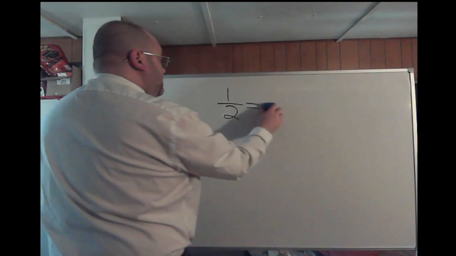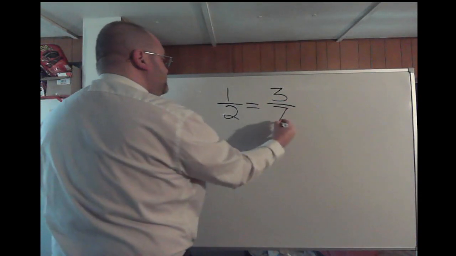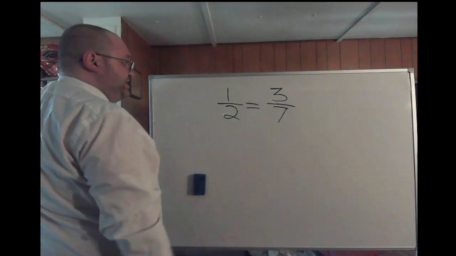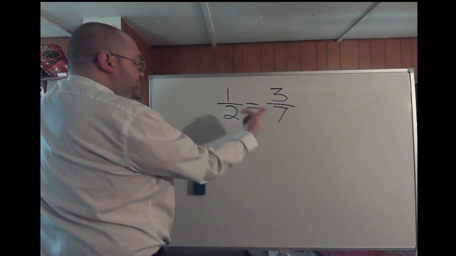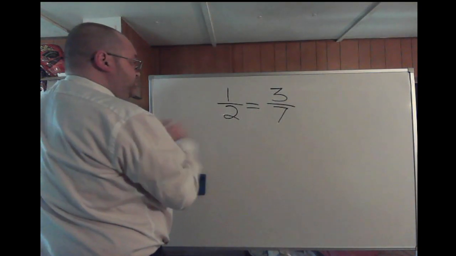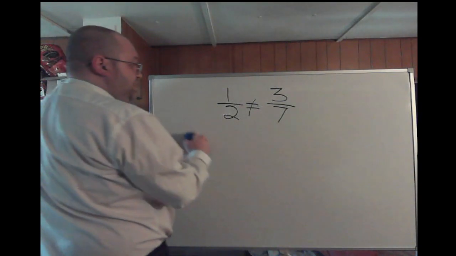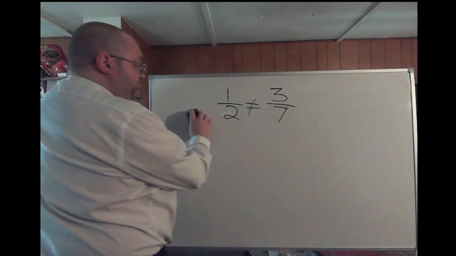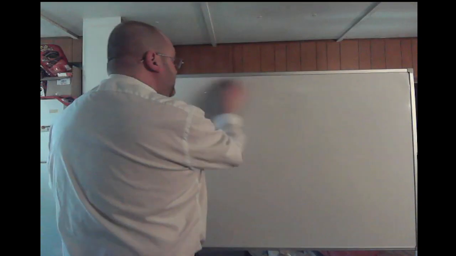Now, what if I set it equal to something like 3/7? Well, 3/7 is clearly not 1 half. 3 and 7 don't reduce any further, so it can't reduce to 1 half. Clearly this isn't true, so this is definitely not a proportion because the left side doesn't equal the right side. So yeah, in order for it to be a proportion, the left side has to be equal to the right. So that's pretty simply what the definition of a proportion is.